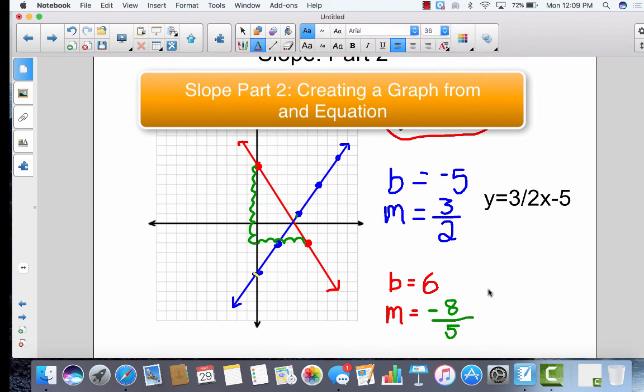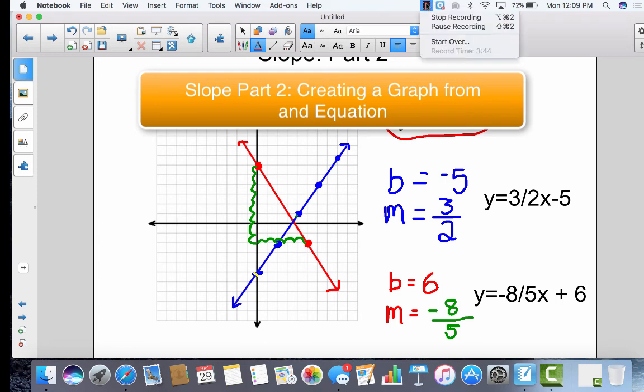So therefore my equation would be y equals, in place of m, I put negative 8 over 5, and in place of b, I put a positive 6. And that is how you take a graph and you write an equation.